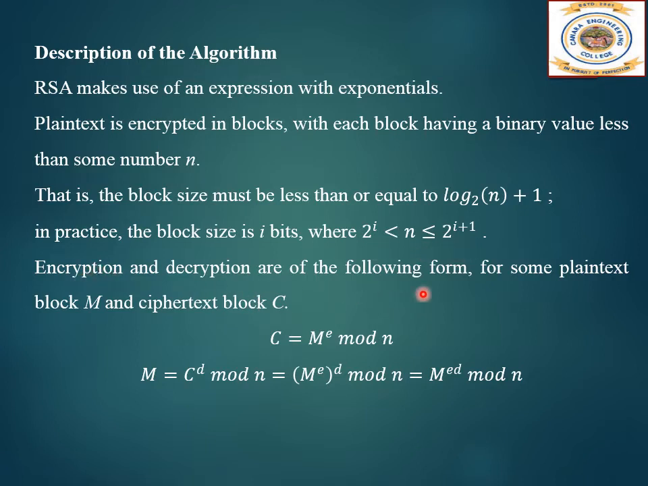Encryption and decryption are of the following form for some plain text block M and ciphertext block C, where C is equal to M to the power E mod N and the plain text M is equal to C to the power D mod N, where substituting for C we get M to the power ED mod N. Both the sender and receiver must know the value of N. The sender knows the value of E and only the receiver knows the value of D. Thus, this is a public key encryption algorithm with a public key of {E, N} and a private key of {D, N}.